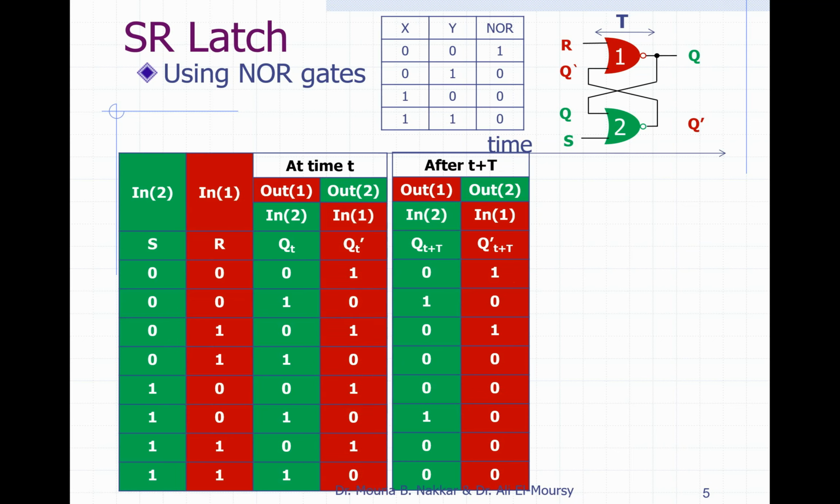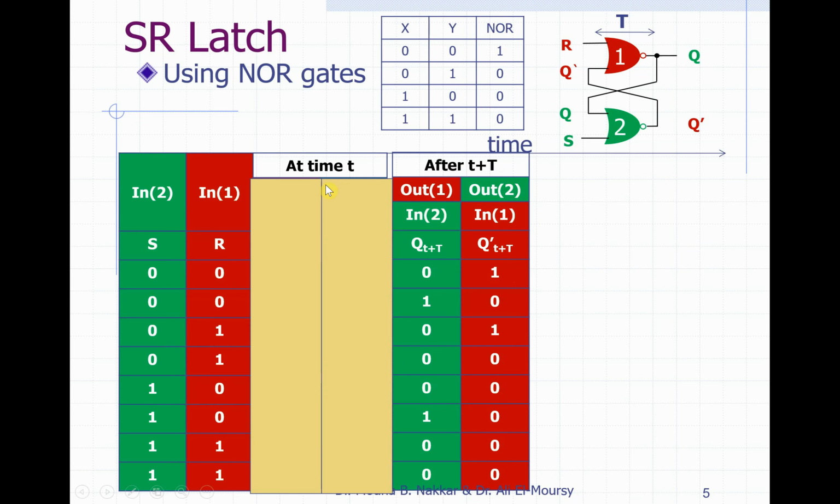Now the original Q and Q bar at time T is now history, because actually we lost them. They do not exist anymore. Now they are replaced by Q of T plus tau and the Q bar of T plus tau. These are the new inputs for my feedback circuit. So we can repeat the analysis.